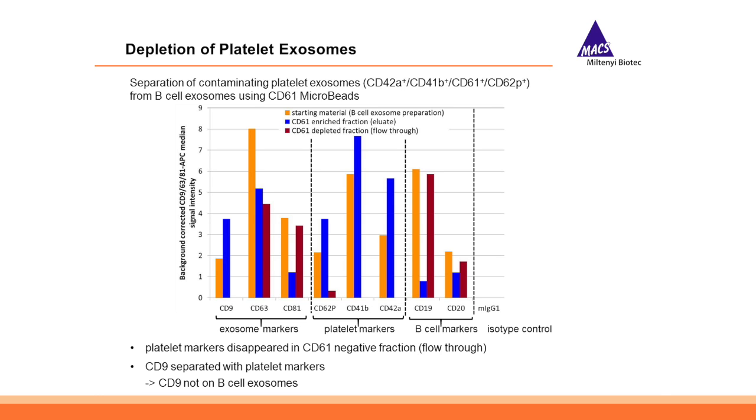And now coming back to our original question, if we look at the exosome markers, you can see that CD9 is present on the platelet fraction, but we didn't get any signal for the B-cell fraction. So indeed, the CD9 marker has been present on the contaminating platelet exosomes, but not on the B-cell exosomes. So the B-cell exosomes are the third exosome type, where not all of the three common exosome markers are present, but just two of them.